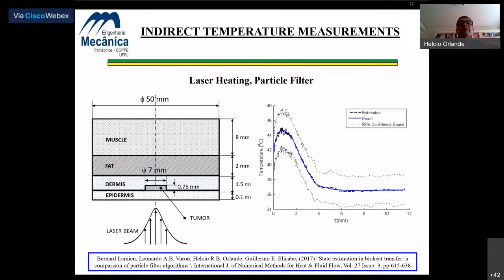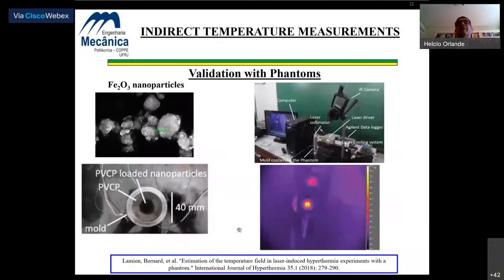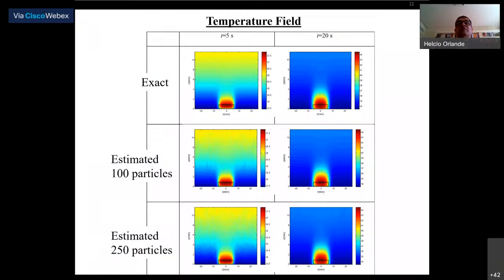Now we apply the same techniques to a similar problem, but involving a skin cancer, which is hit by a laser beam. These are the exact and the recovered temperatures along this line, where the tumor is located in the region where the temperatures are higher.